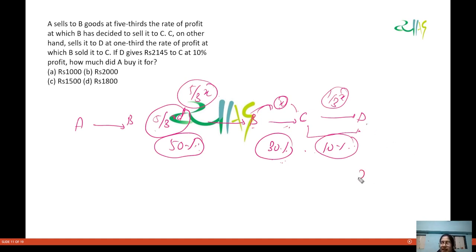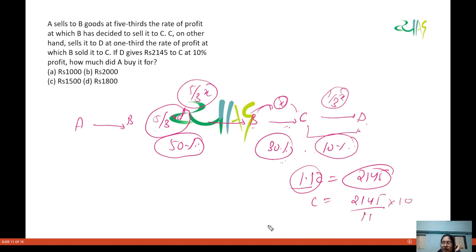Now we know that this is 2145. So 1.1 times C is equal to D. So we got C is equal to 2145, and so on. We got 1950. Then 1950 was some 130 into 100 into something. So that also we got, and this also we got. So we got 1000. So I hope everybody is clear with this.